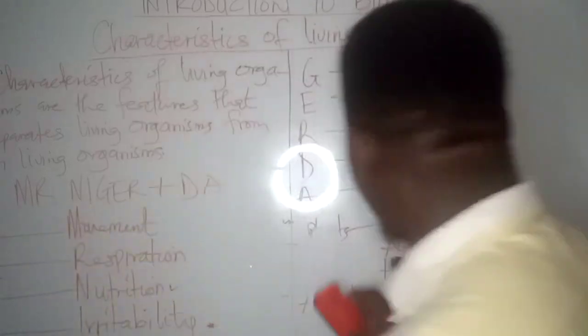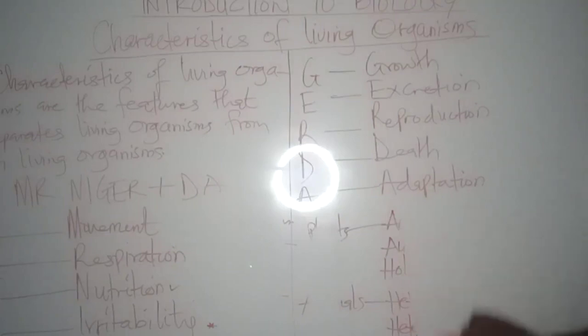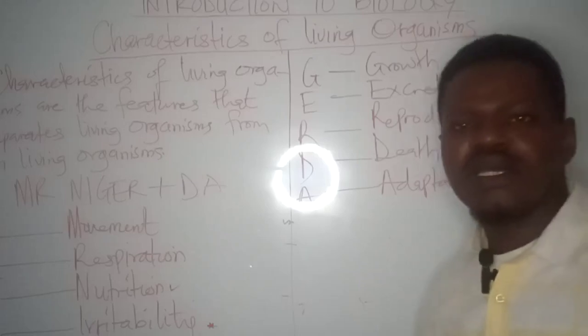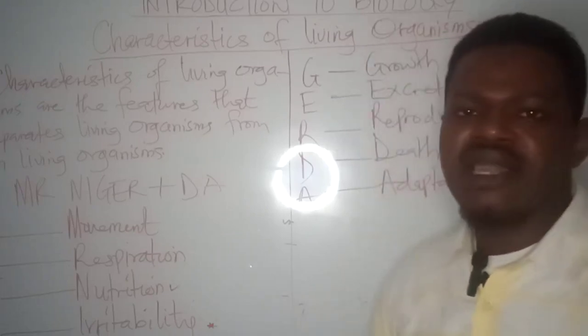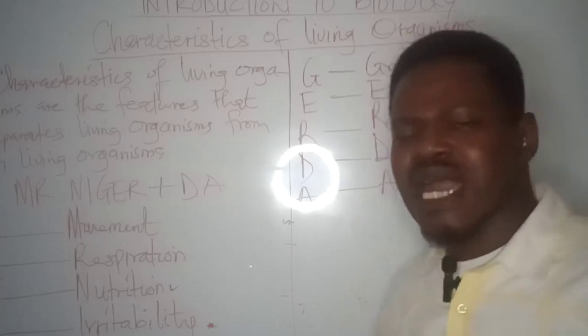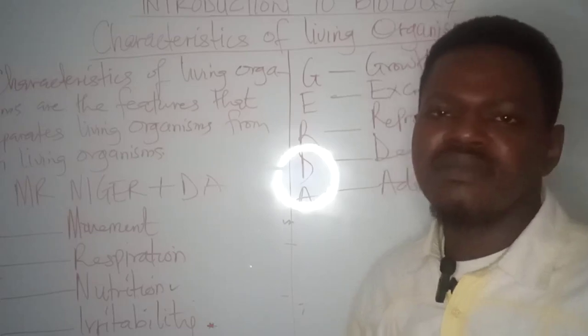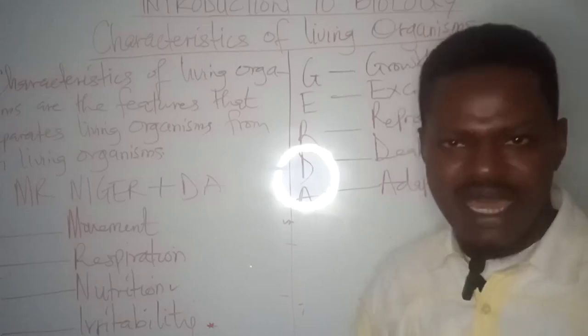Alright, let's take a look at another feature of living things, and that is growth. Biologically, growth is an irreversible and permanent increase in size of the organism, weight of the organism, and dry matter of the organism.